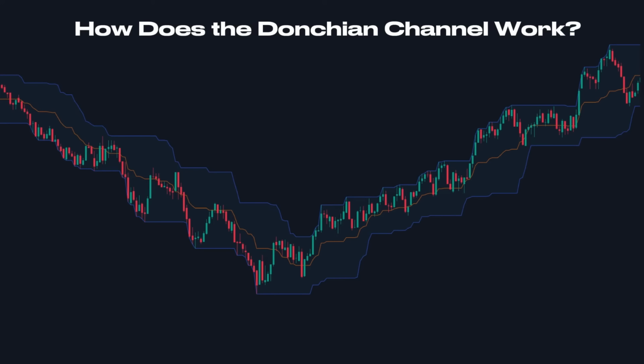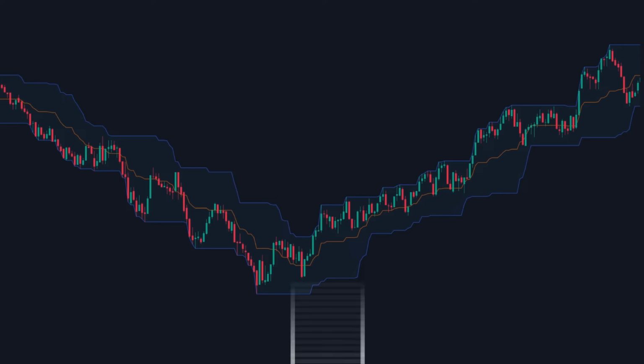How does the Donchian Channel work? The Donchian Channel essentially defines the price range for the selected period. Here's what each line represents. Upper band. If the price reaches or breaks the upper band, it signals bullish momentum, often indicating a breakout.